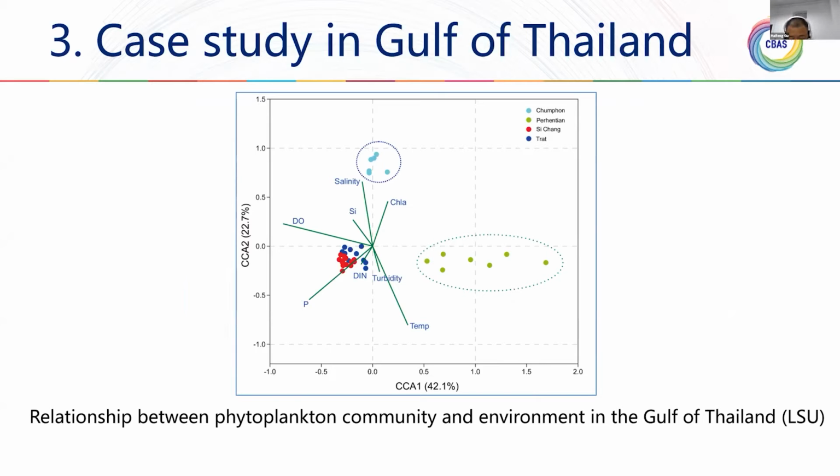To find the relationship between the phytoplankton community and the environment in the Gulf of Thailand, we performed canonical correspondence analysis on the dataset from the LSU sequence. So the green spots represent samples from Perhentian, and the blue spots represent samples from Chumphon. They are separate from each other and from samples from Chang and Trat. And we can see that the samples from Chang and Trat group together and they are positively affected by phosphate.